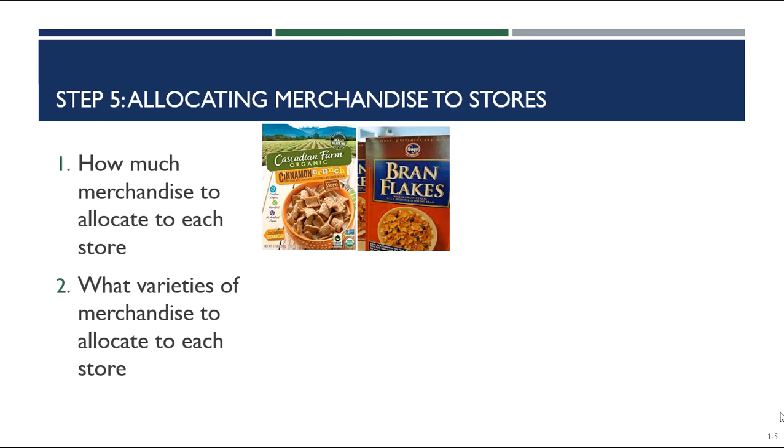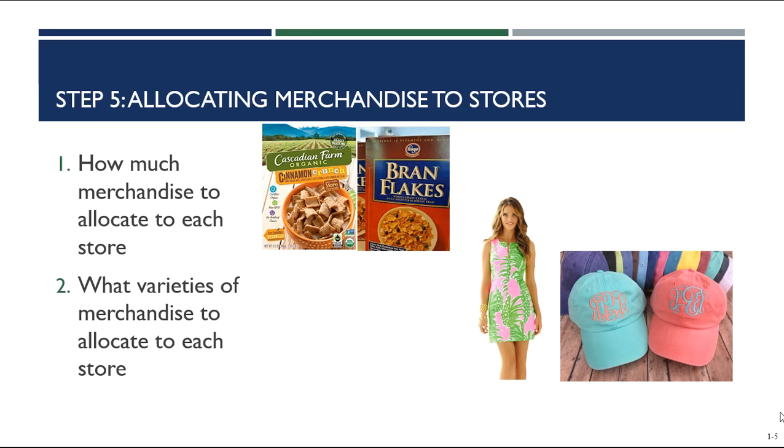Another thing to consider when you're thinking of what varieties of merchandise to allocate to each store is color. Southerners wear more white, pink, and green. Consumers in the North tend to wear more dark fall colors year-round, while consumers in the South wear pastels and florals year-round as well. Monograms are a thing of the South. Monograms are slowly creeping into other parts of the country, but it is generally a Southern fashion trend.